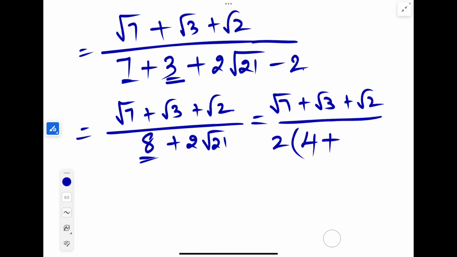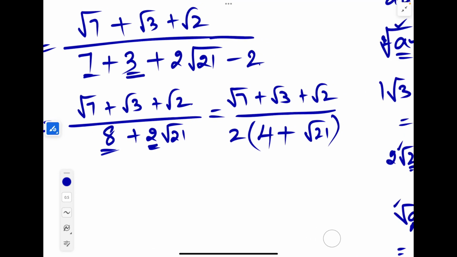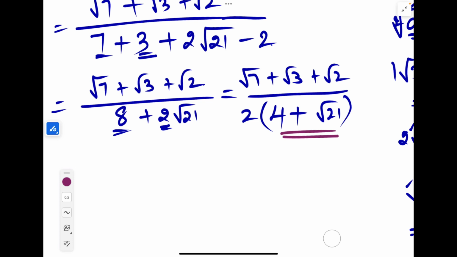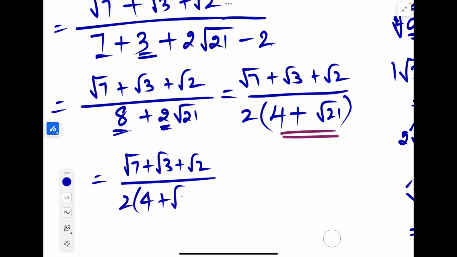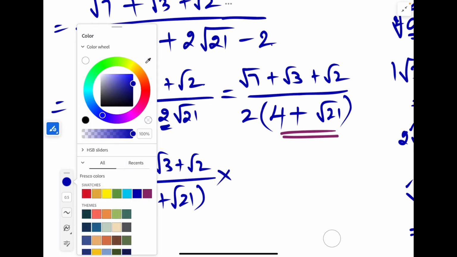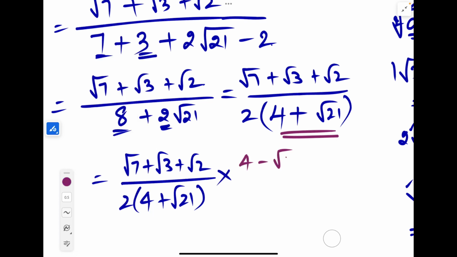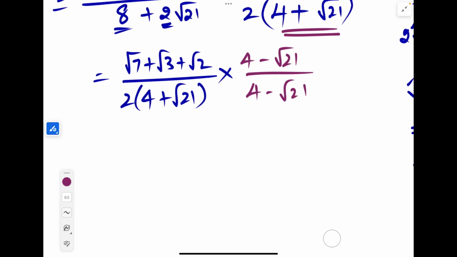So I should write here 4 plus, I have taken 2 common, so I am left with root 21. If you observe, here we can rationalize it. What is the rationalizing factor for this? It will be 4 minus root 21. So let us proceed. So (root 7 plus root 3 plus root 2) by 2 times (4 plus root 21) into the rationalizing factor, which is 4 minus root 21. So multiply it with the numerator and denominator.